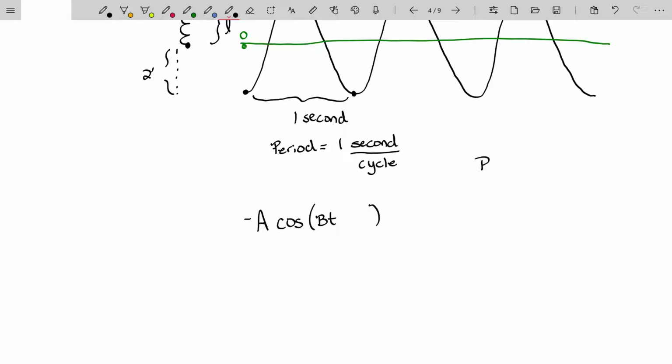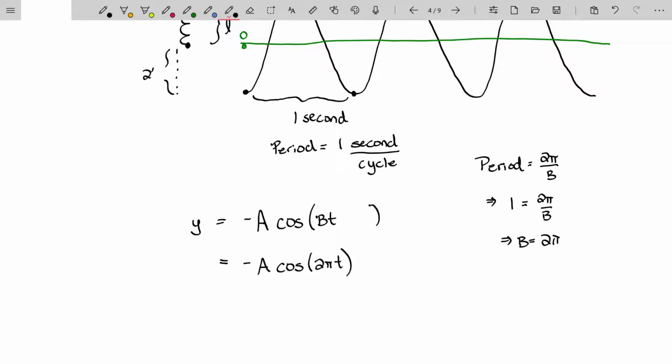Again, period is 1, but the period we know is supposed to be 2 pi over b. That means that 1 should be 2 pi over b, or in other words, b is equal to 2 pi. That was supposed to be an equal sign, but it just got a little bit messed up there. So I know that this b in this equation that is being built to model the motion is going to be 2 pi. So that's negative a times the cosine of 2 pi t.